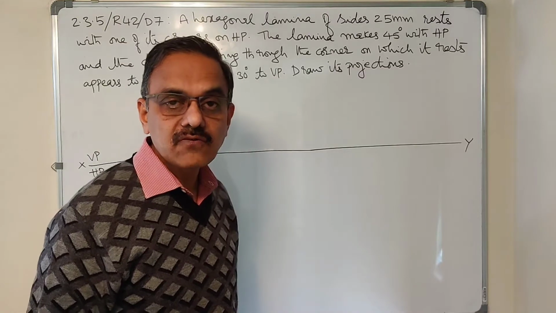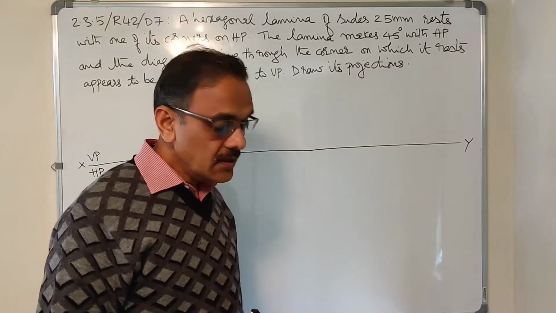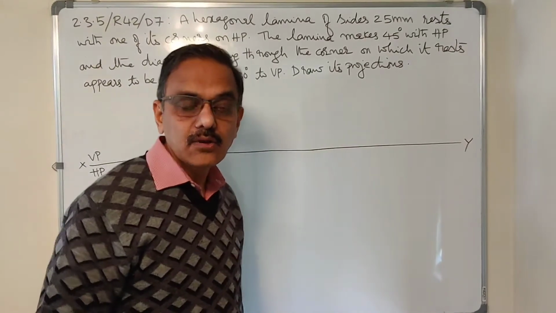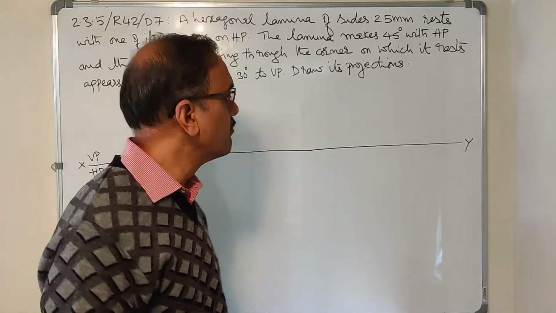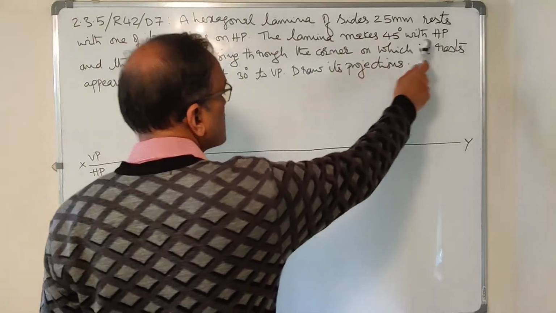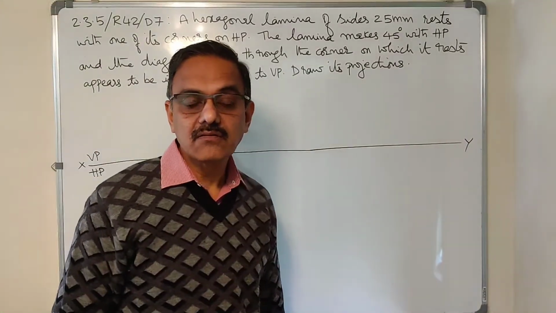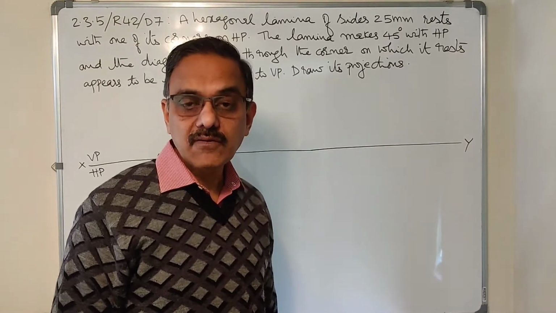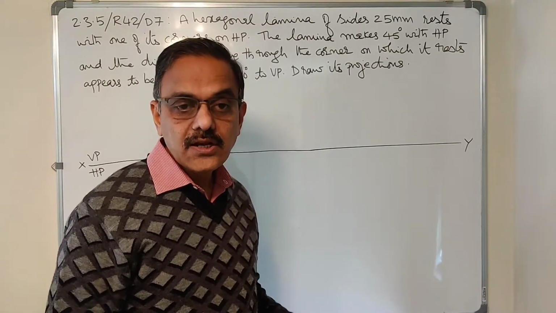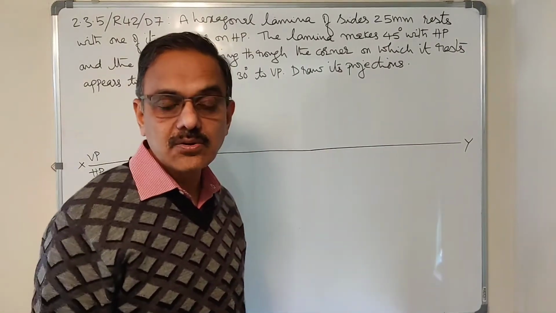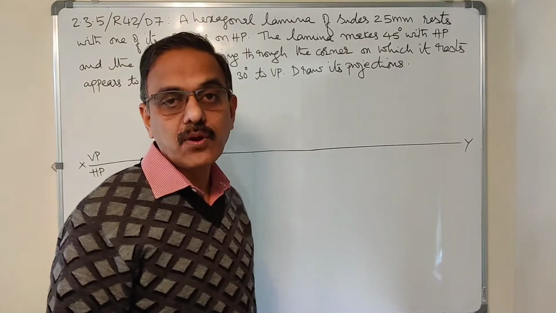What is the second condition for you to adopt SP2? The surface should be inclined to HP. If both are there, then you are sure you have to adopt SP2. The lamina makes 45 degrees with HP. Straight away it is given. That means the surface is inclined to HP at 45. So both the conditions that are required for you to adopt SP2 are there in first two sentences only. So it is a straightforward problem.